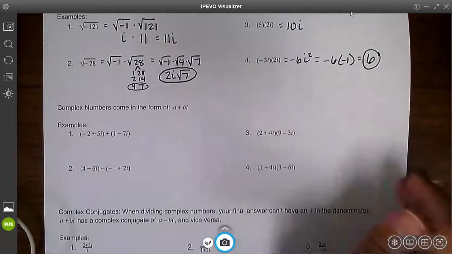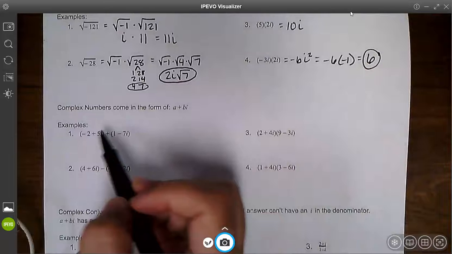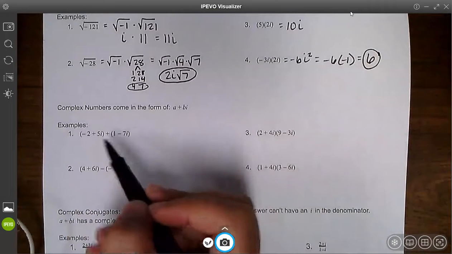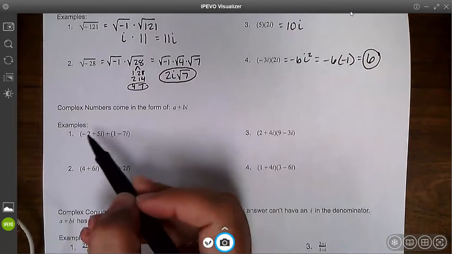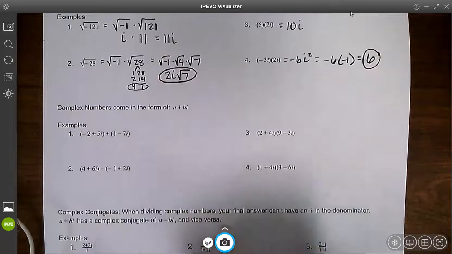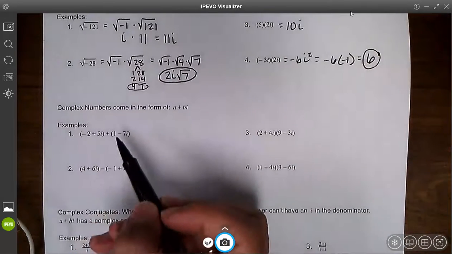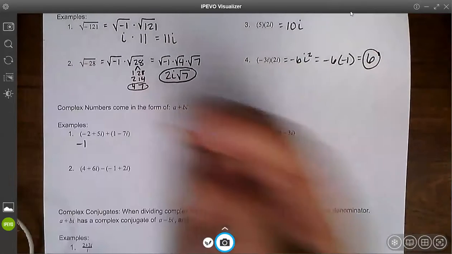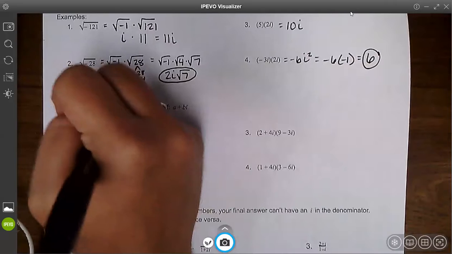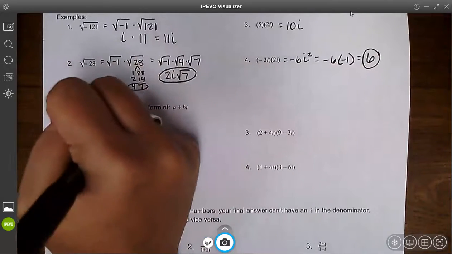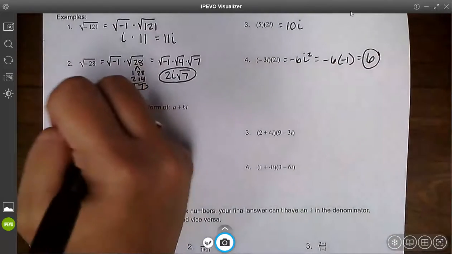Adding and subtracting, you're going to do the same thing we just did. Again, treat it as a variable, you can only combine the real and the complex pieces with one another. So negative 2 plus 1 is negative 1. And 5i minus 7i is negative 2i. And that's it on that one.